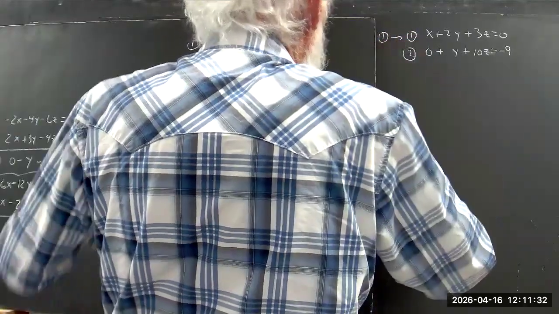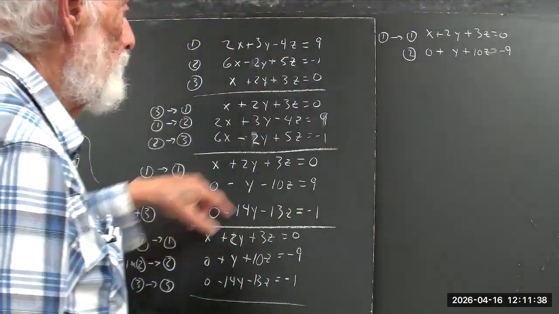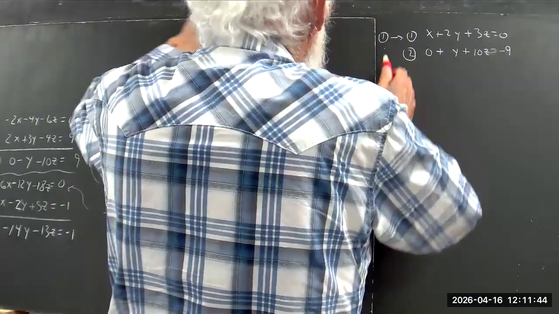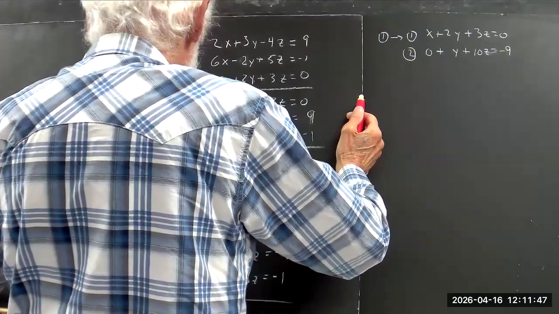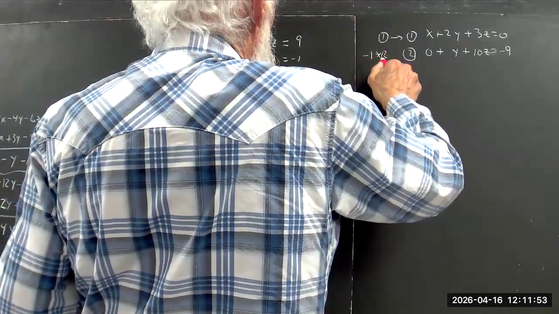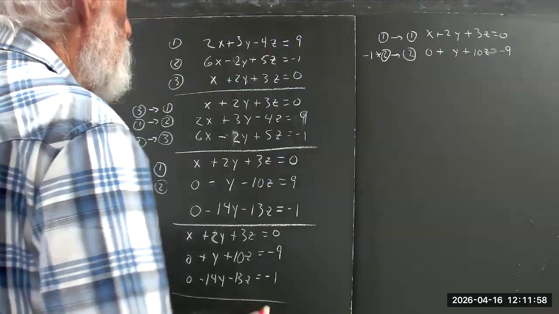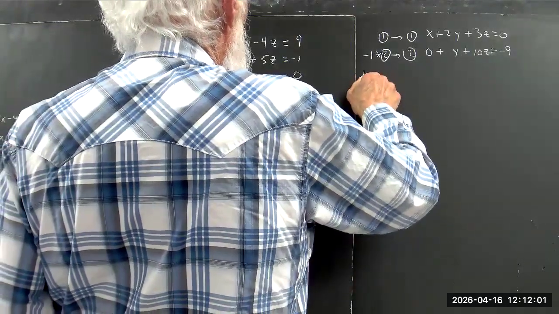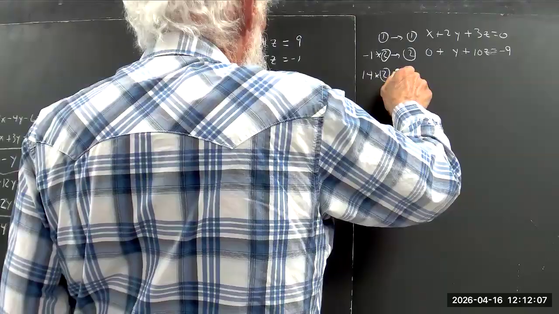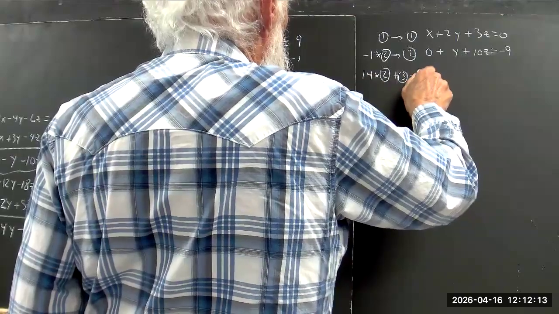I'm going to complete my labeling up here. Again, when I wrote down equation 1, same as the old one, I write equation 1 becomes equation 1. My second equation is negative 1 times the old second equation, which becomes the new second equation. By equation 3, I'm going to write 14 times equation 2 added to equation 3 becomes my new equation 3.